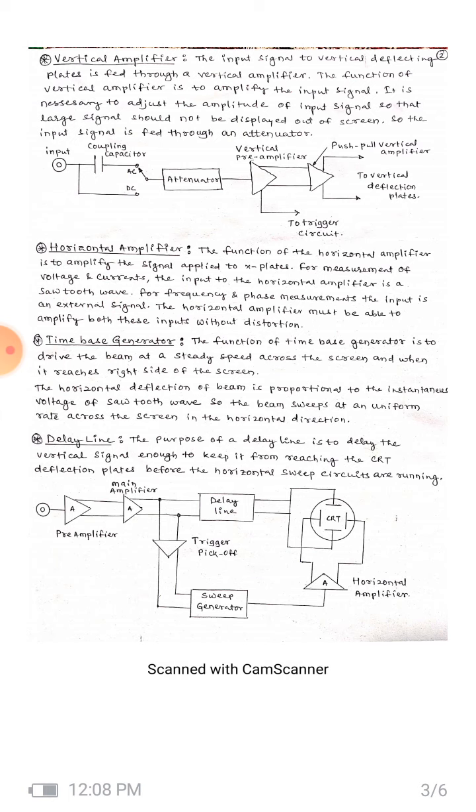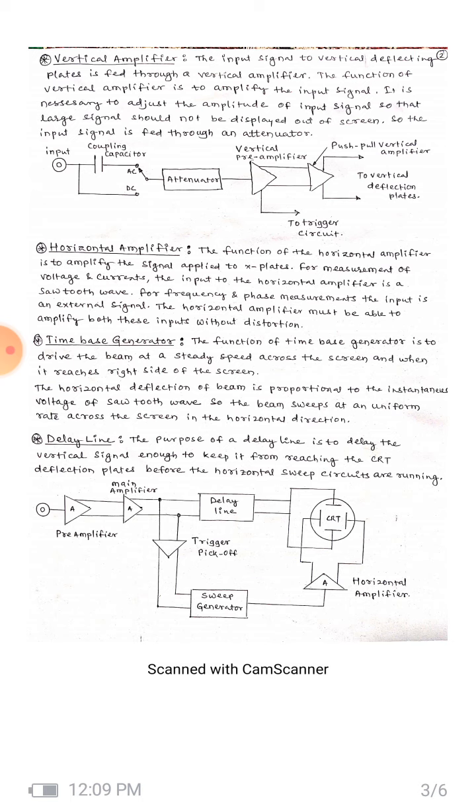And next one is horizontal amplifier. The function of horizontal amplifier is to amplify the signal which is applied to the X plates. For the measurement of voltage and currents, the input to the horizontal amplifier is a sawtooth wave. For frequency and phase measurement, the input is an external signal. The horizontal amplifier must be able to amplify both these inputs without any distortion.